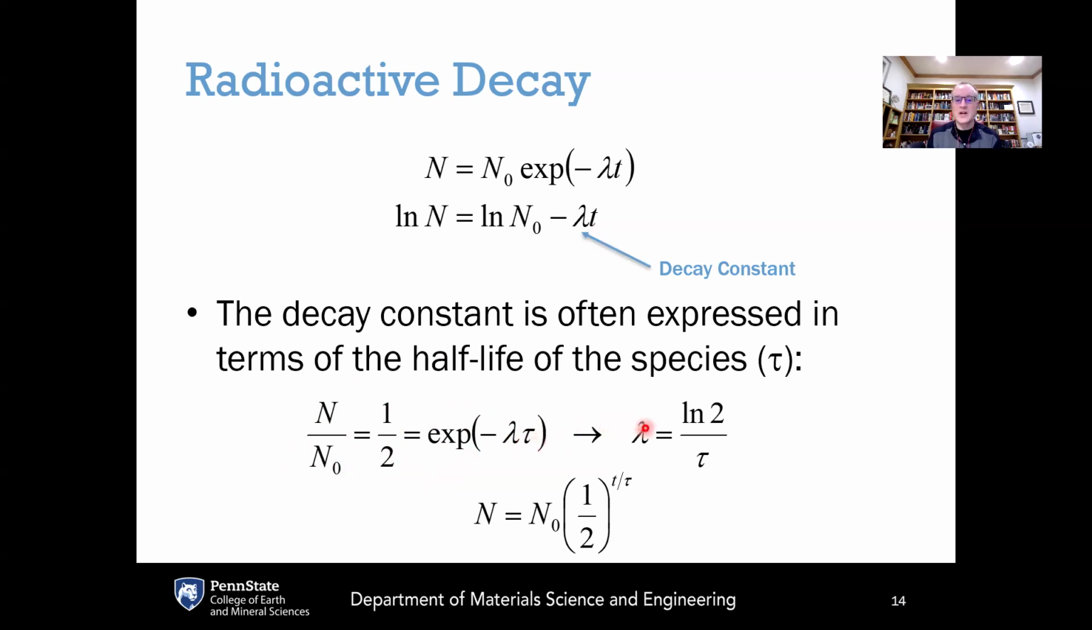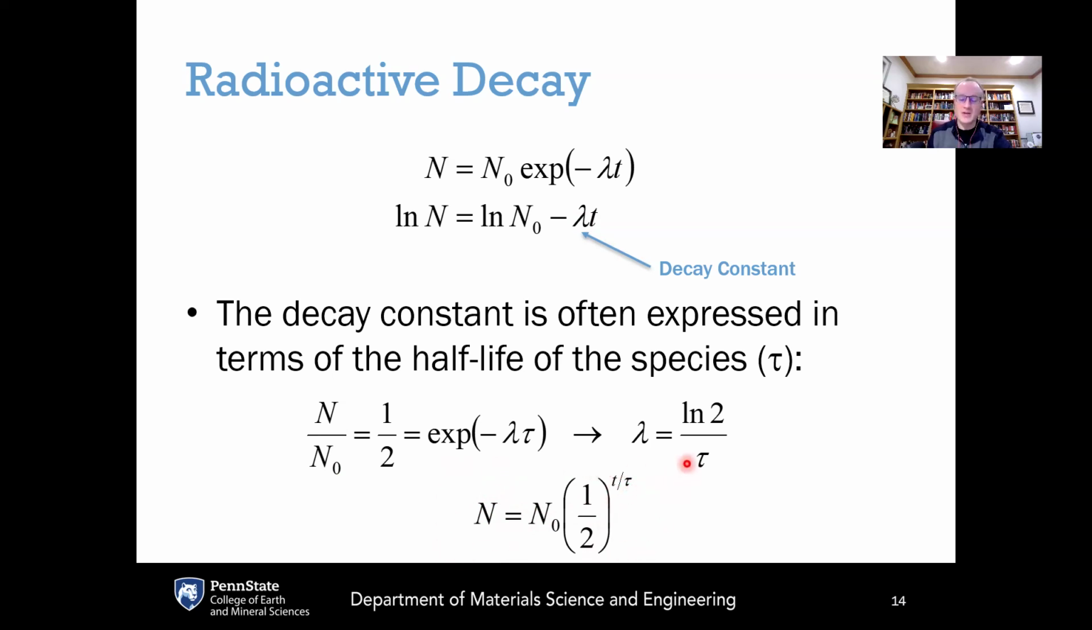Now, we can solve for lambda in terms of tau, and lambda is equal to the natural log of 2, because we got the 1/2 out in front here, divided by tau. Or in other words, we can change this exponential representation, instead of being e to some power, so that it becomes 1/2 to some power. And using this half-life notation, then N is equal to N0 times 1/2 to the power t over tau, where tau is the half-life.